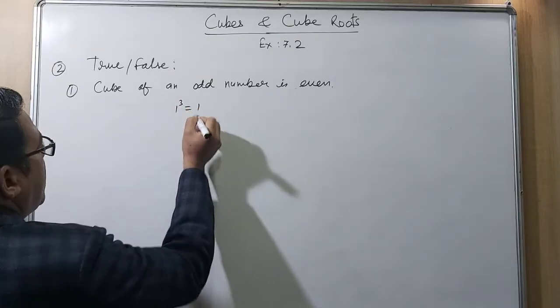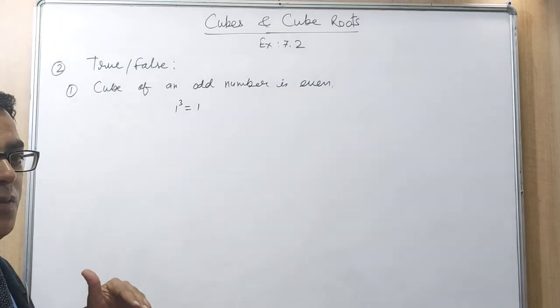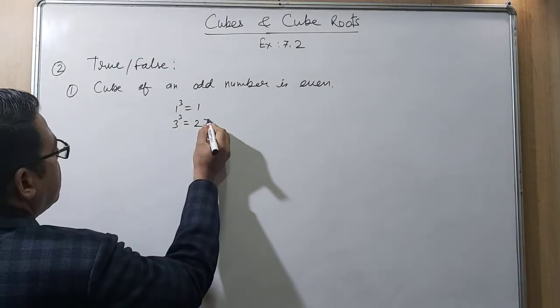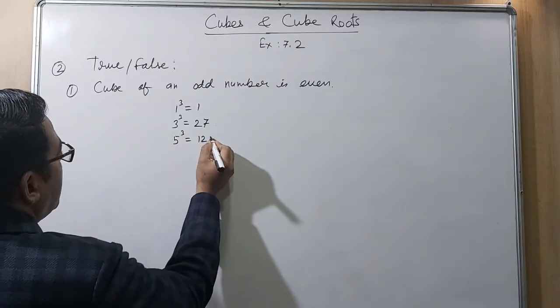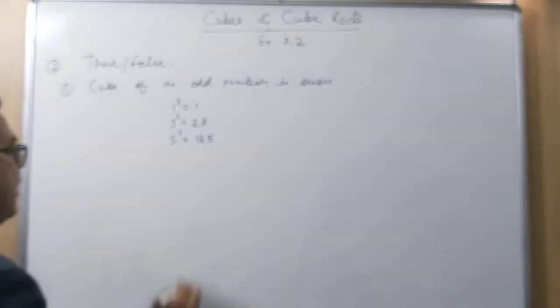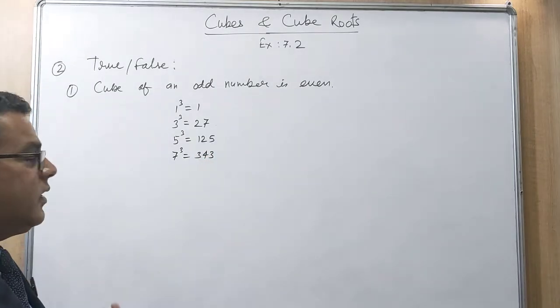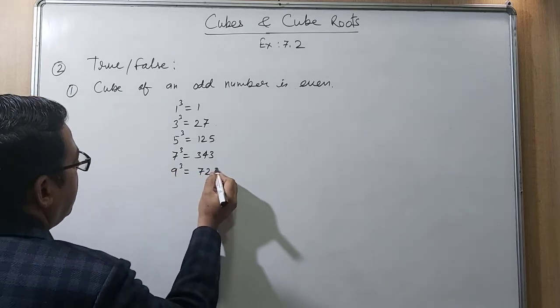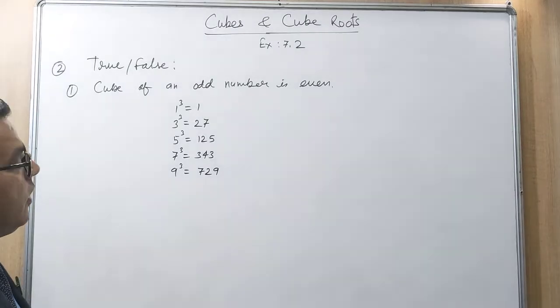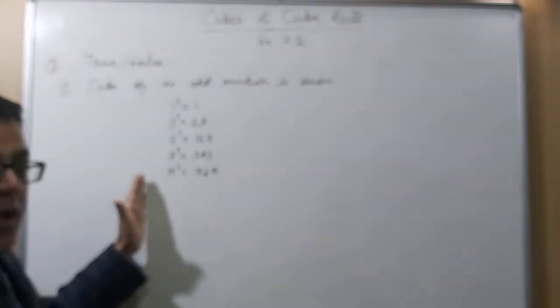Cube of 1, we know, is 1. You all know 1 is the first odd number, the smallest odd number. After 1 we have 3 as an odd number, so the cube of 3 we know is 27. After that 5 is next, and we know that 125 is the cube of 5. After that we have 7, and 343 is the cube of 7. And after that we have 9, and the cube of 9 is 729.